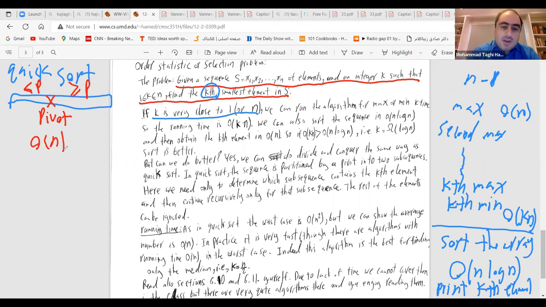Now, what can we do? We use exactly the same partition procedure. We consider a random pivot and we divide the array into two parts. Now, depending on what k is, say the pivot index here is k prime. So k prime is the pivot's index.